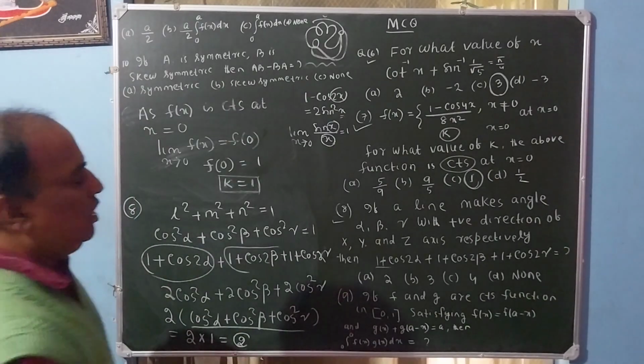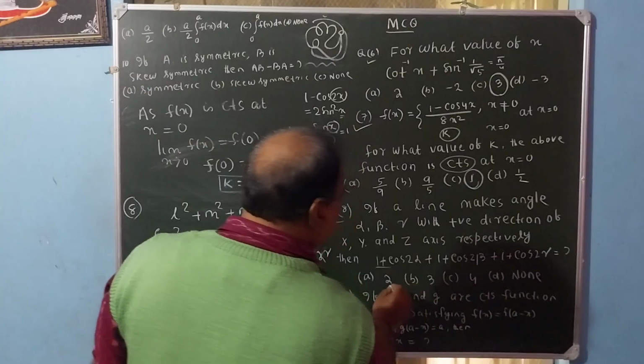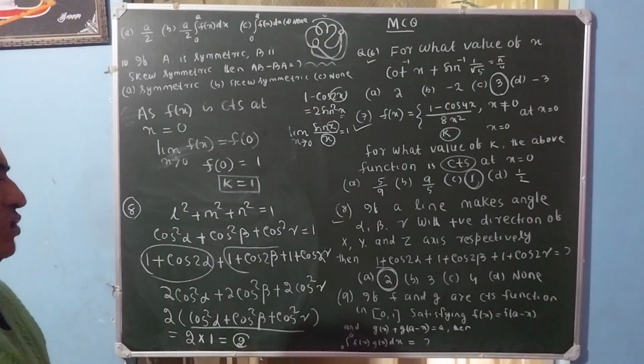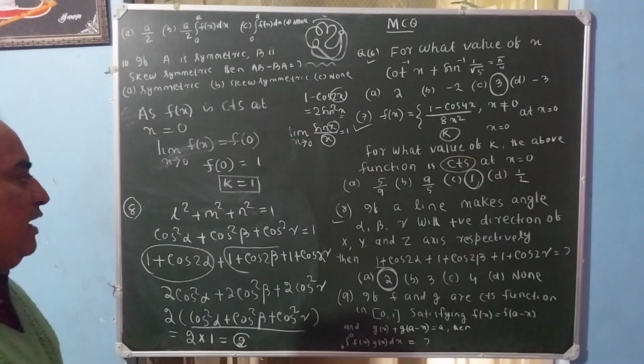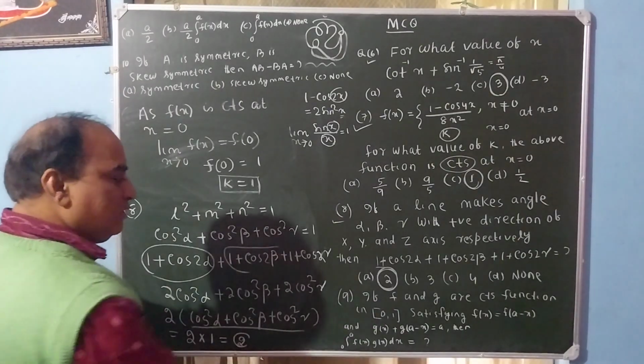So the correct answer is here: the options are 2, 3, 4, none. So the correct answer is 2. If a question comes like this, the answer is 2. Very important for examination. Okay. Now let us take another question.